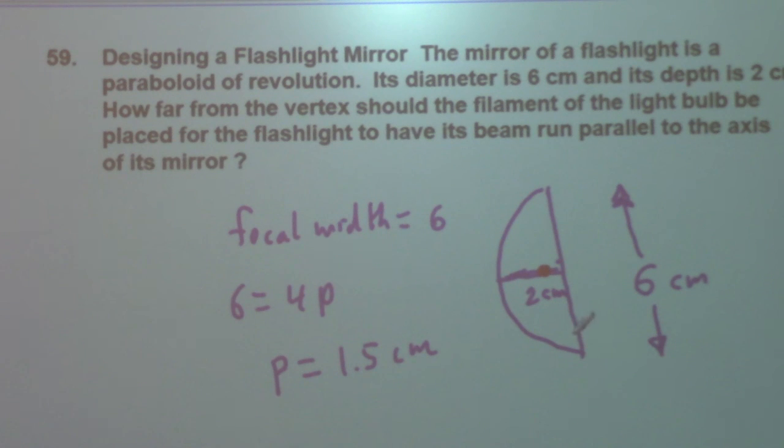But then it should really cross right here. What is it even asking? How far from the vertex should the filament of the light bulb be placed? Should it be half a centimeter to the right? The book's at 2. It is 2, but 2 is the focal point, but it's not on the axis. It's saying how far from the axis, so it'd be 0.5, right? Yeah, 0.5 then.